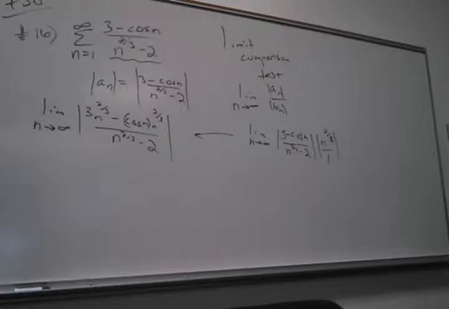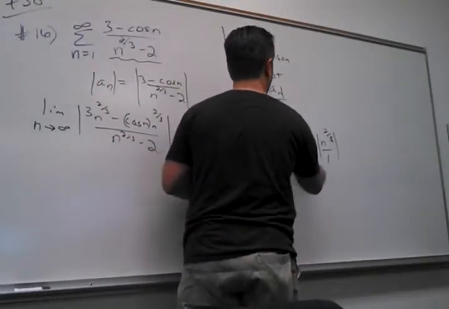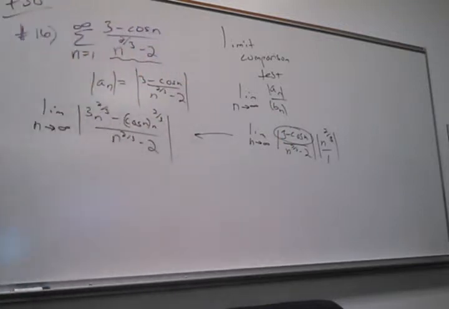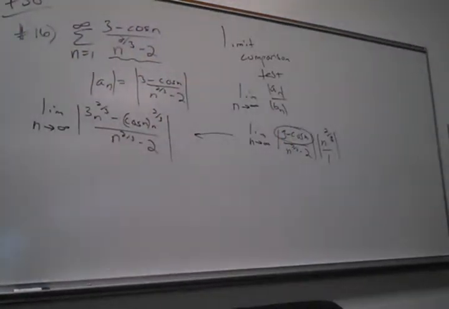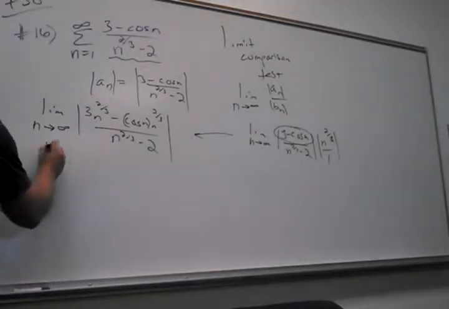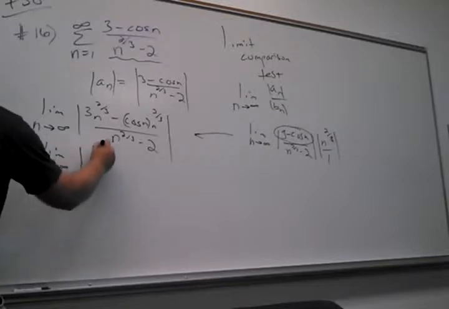Because what's 3 minus cosine n? What's the absolute value of 3 minus cosine n? What is that fundamentally? I don't want to look for a number answer because you can't give that to me, but it's what kind of thing? It's constant. What kind of constant? It's a positive constant, right? Because we took the absolute value of it. So what I really have here then is n to the 2/3.